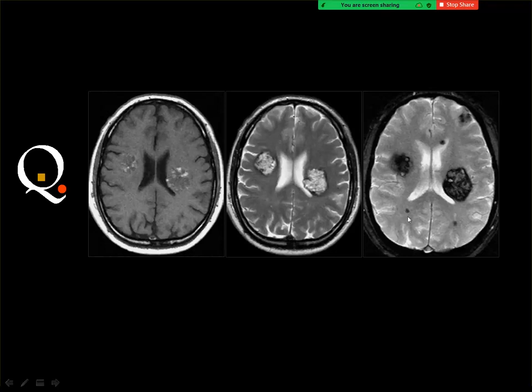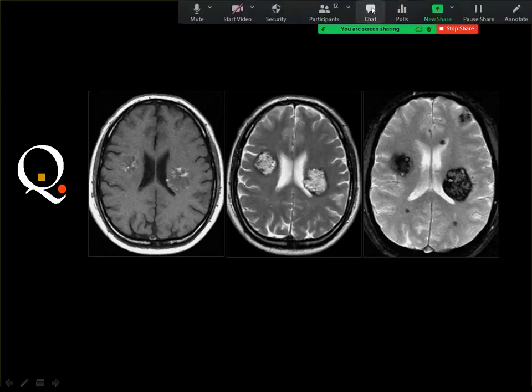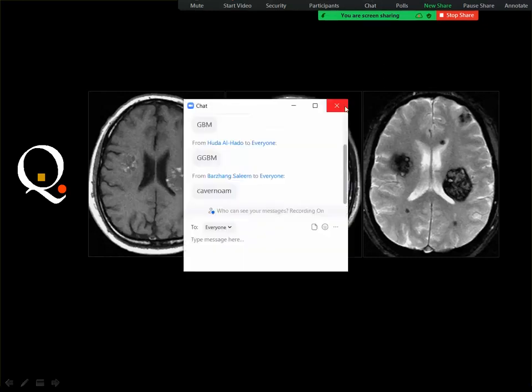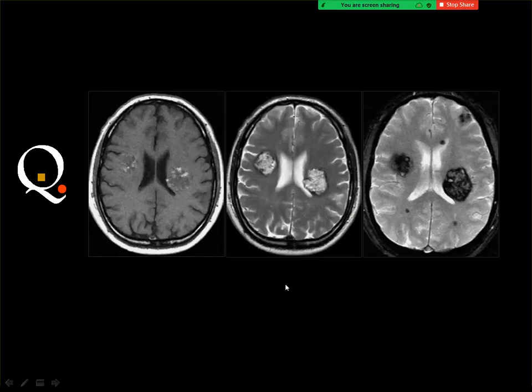This is T1, and this is T2, and this is gradient image. Yes, and actually these are multiple cavernomas showing the classic appearance in the T2 weighted image as well as in the gradient image. And you remember that gradient images are much more sensitive than the conventional MRI sequences for detection of more cavernomas that cannot be seen in the T1 and T2 weighted images.